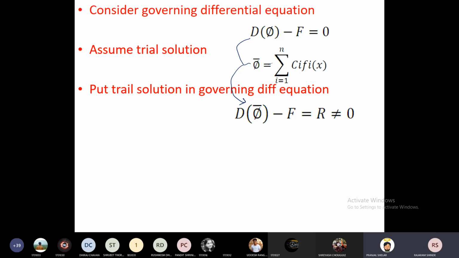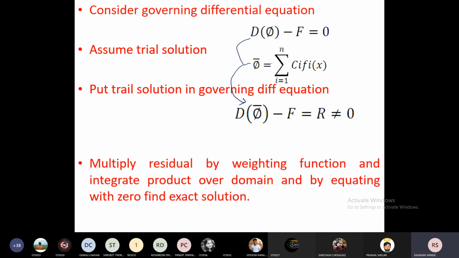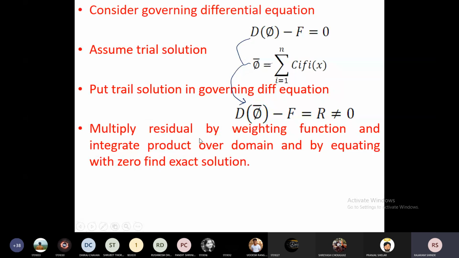Making residual 0. For making residual 0, what do we have to do? Multiply the residual by weighting functions and integrate the product over the domain. That means you have to select the weighting function. For making the residual 0, we have to select the weighting function.